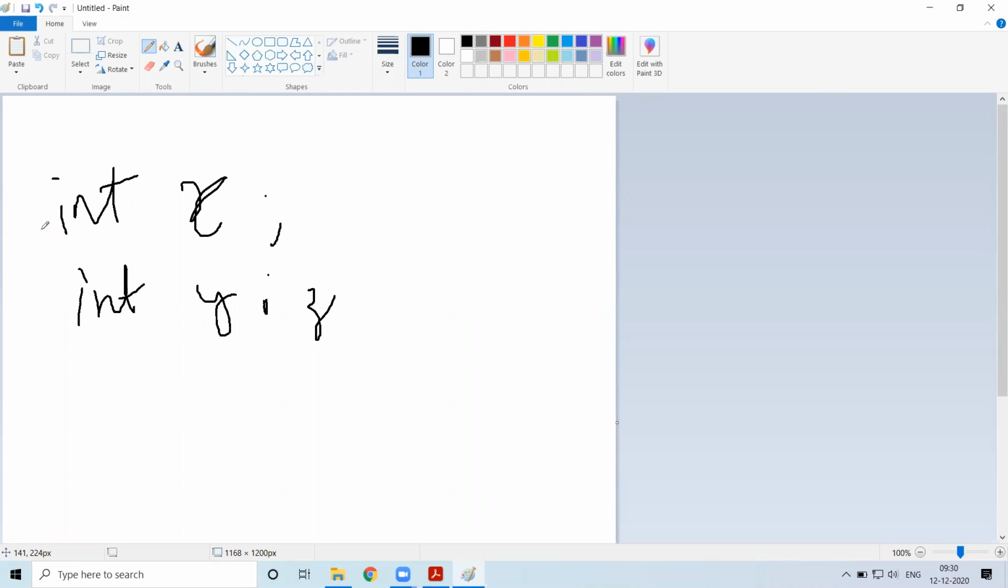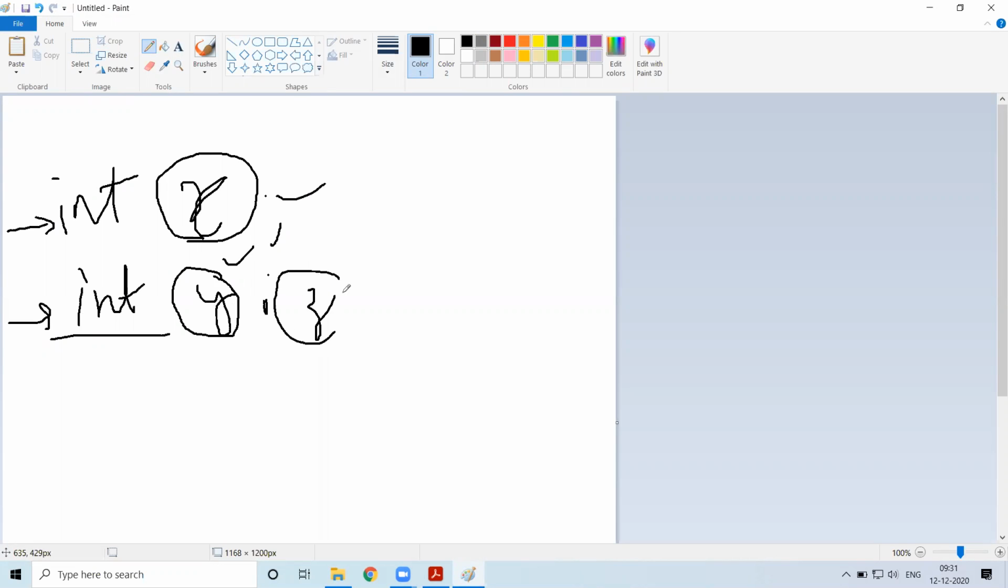So what happens in sequential execution is, this is the first statement, so that first variable will be executed. This is the second statement, so this one gets executed. And next is this one. So one after the other will be executed.